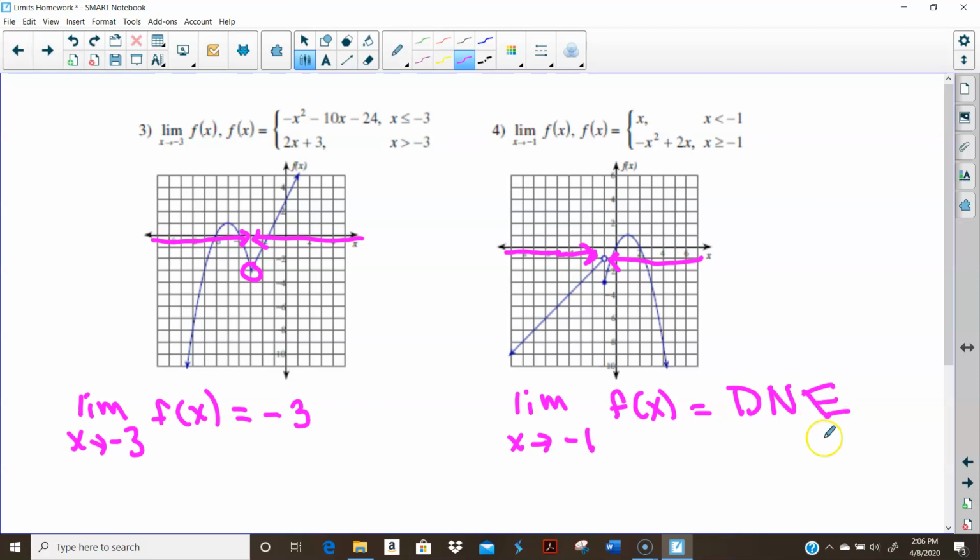Ooh, that's an E. All right, if you were going to plug in -1 into both of these pieces, in order for it to be a limit, both of these pieces would have to be equal, and they are not.